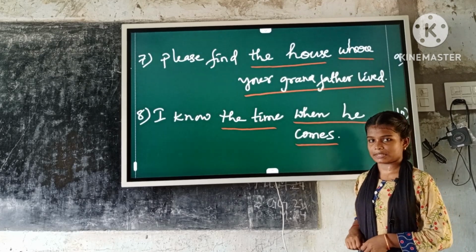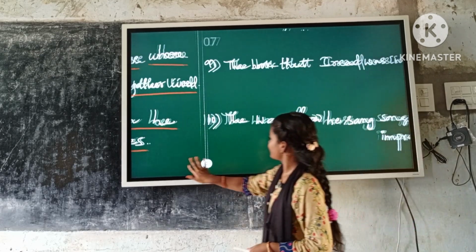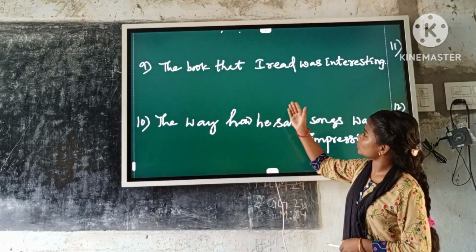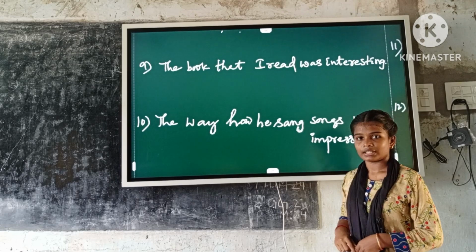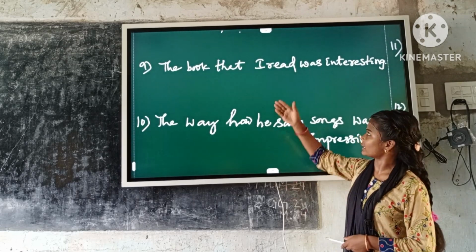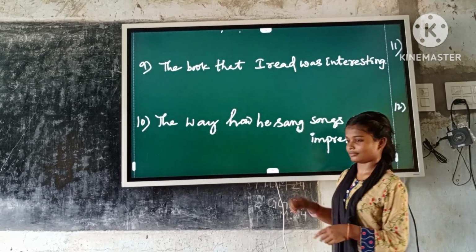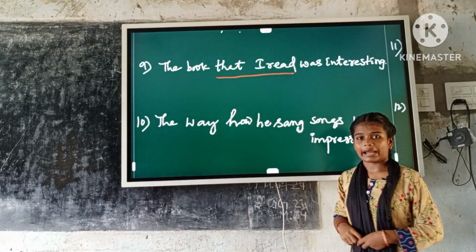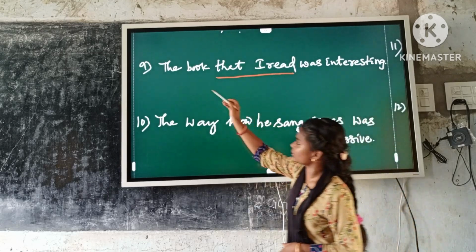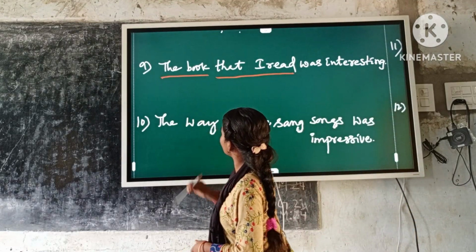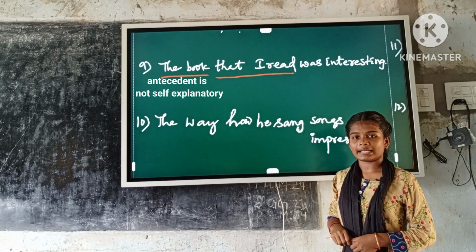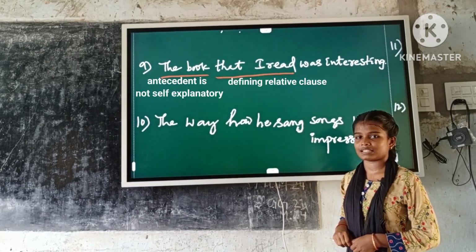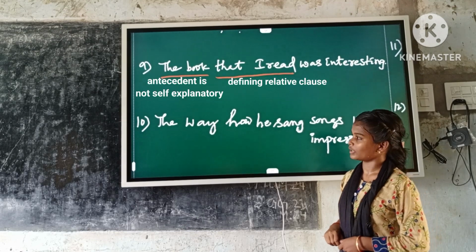Now some more examples. Ninth example. The book that I read was interesting. Here relative clause is that I read. Antecedent is the book. Here antecedent is not self-explanatory. So relative clause is defining relative clause.